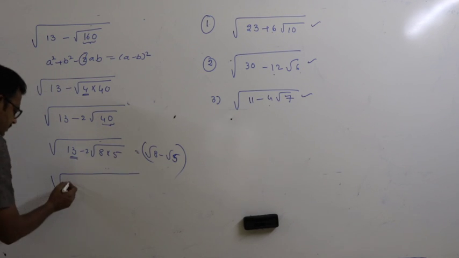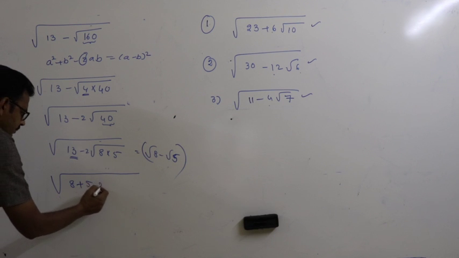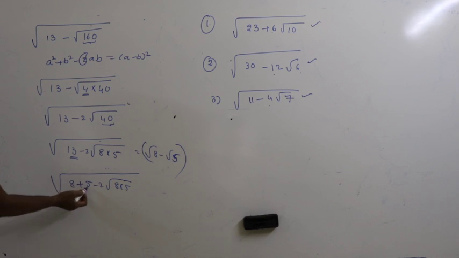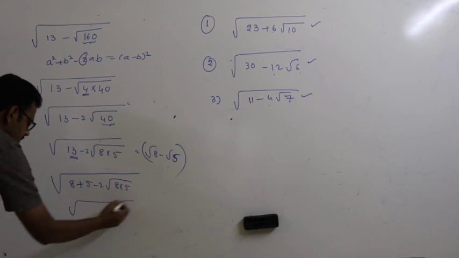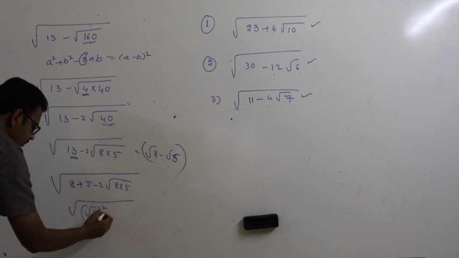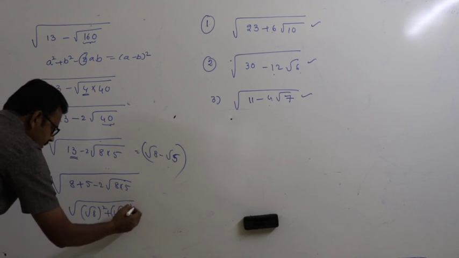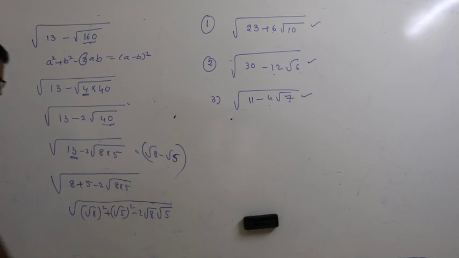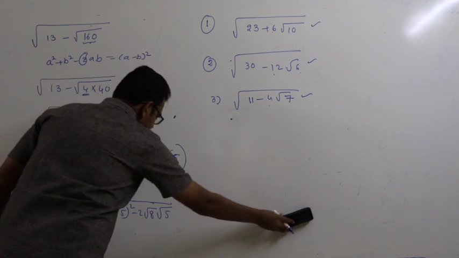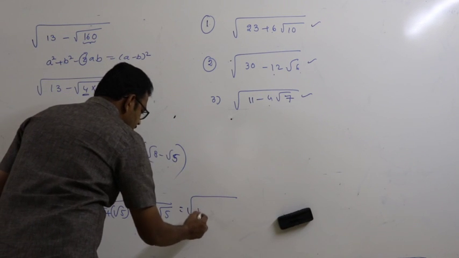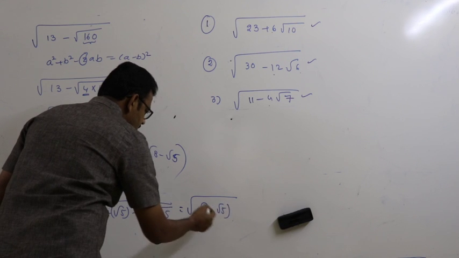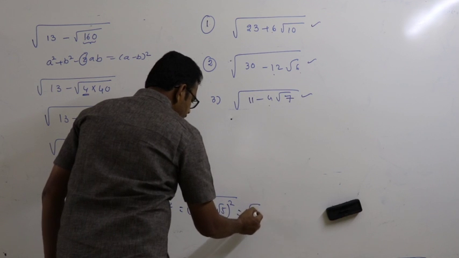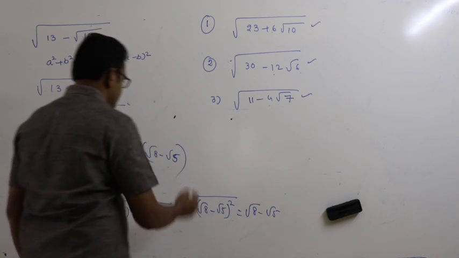It is enough. Or if you want to write, 8 plus 5 minus 2 root 8 into 5. So this is square root of root 8 whole square plus root 5 whole square minus 2 into root 8 into root 5. So a square plus b square minus 2ab, that is square root of root 8 minus root 5 whole square, which is equal to root 8 minus root 5. So this one.